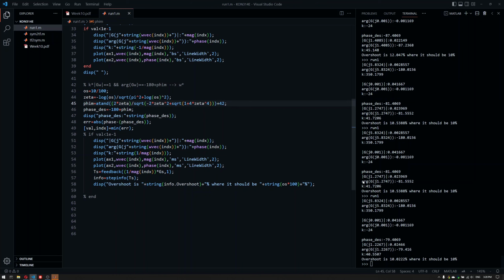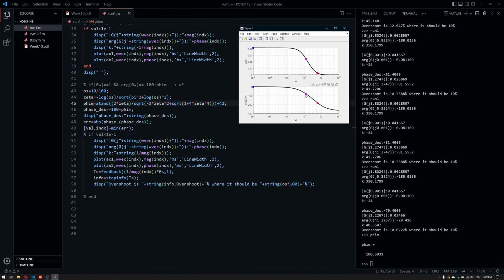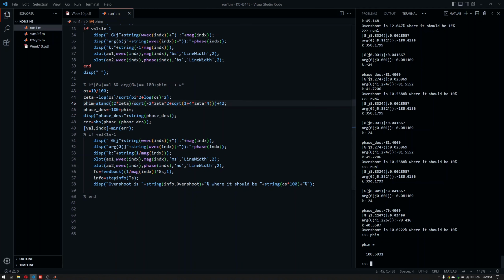10.02 is quite nice. So the phase margin that we've used is 100 degrees, whereas it was roughly 58 something. So yeah, we needed more phase margin than we got here. But picking this point should result in 10% overshoot because step info says so. So you can also plot the step response here, but yeah, not really that interested in it.